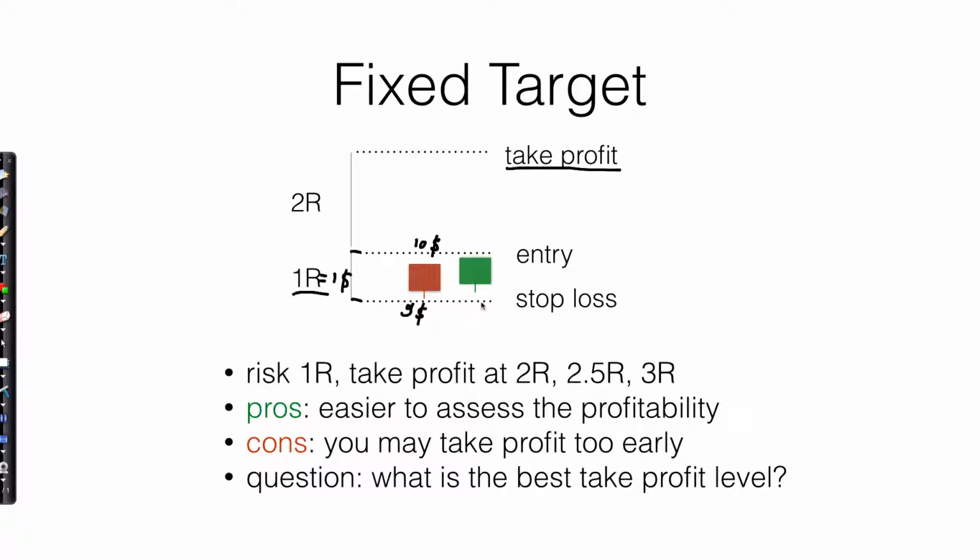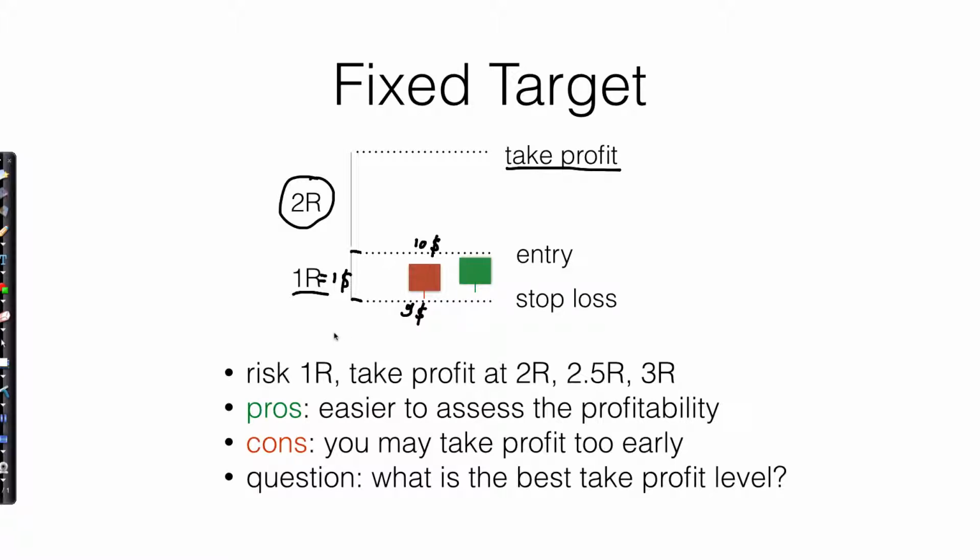So what is the idea here? You see 2R. It means if I risk 1, I want to take profit at 2. In other words, when I am right, I make 2, when I lose 1. And I will show you in the next slide why this is used, what is the rationale behind it.